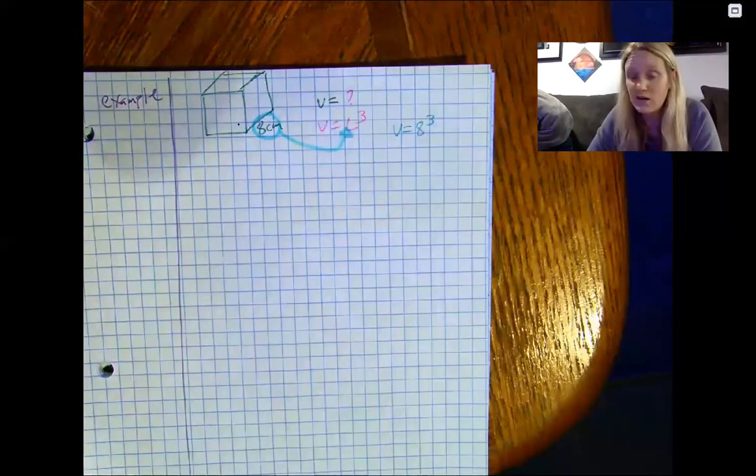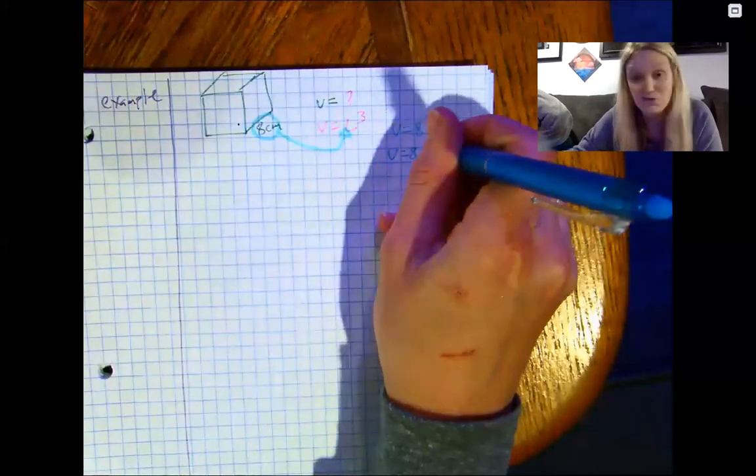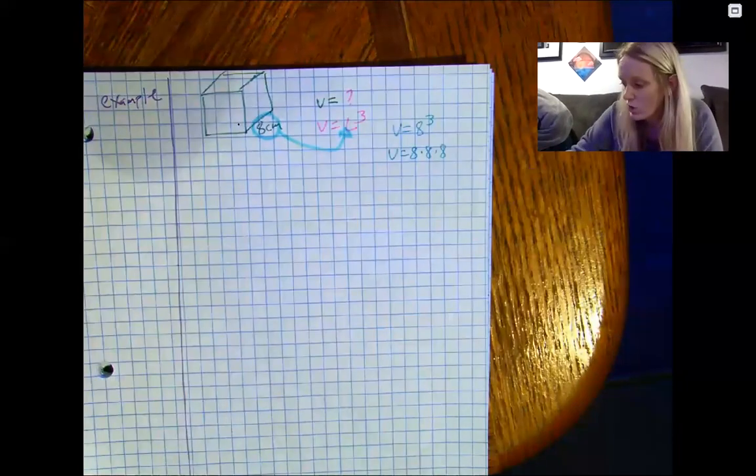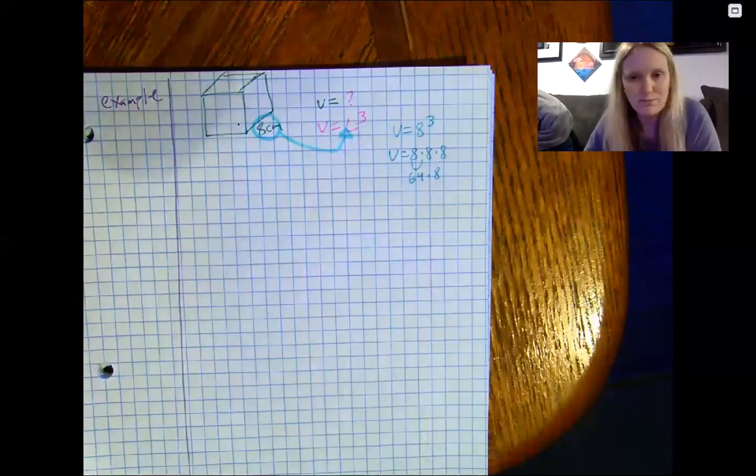If you don't have a calculator, you can do this by hand. 8 to the third is just saying 8 times itself 3 times. Now stop, don't think it's 24. We're way past that. We know 8 times 8 is 64. 64 times 8, I don't know that by heart, and you don't need to know that by heart.